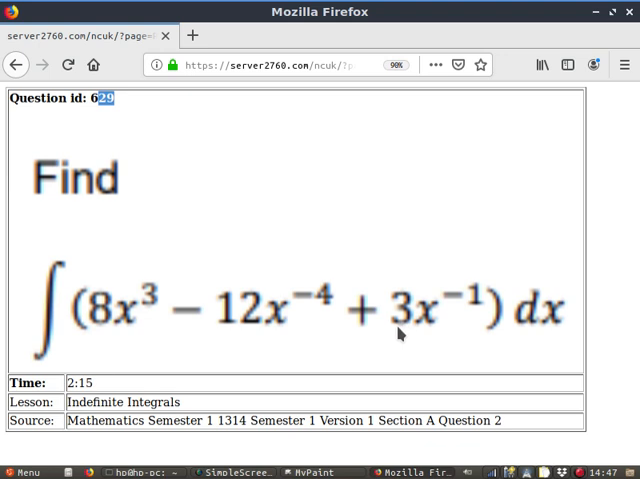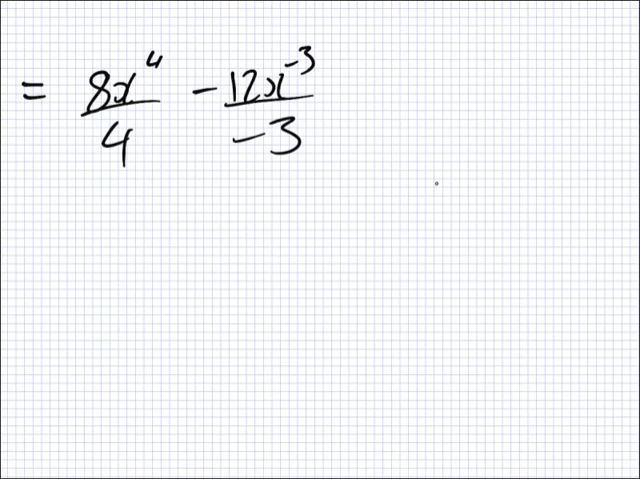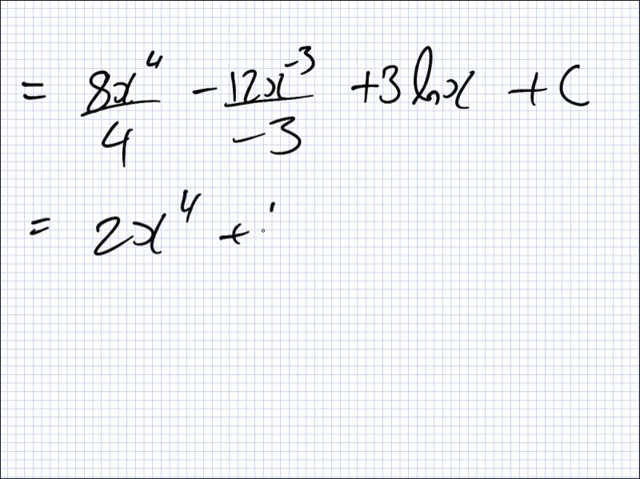Oh, I'm glad I did this one now. It's 0. It's 3 log x. Oh, dang it. Oh, snap. Right, this is 2x^4 plus 4 over x^3 plus 3 log x plus c.